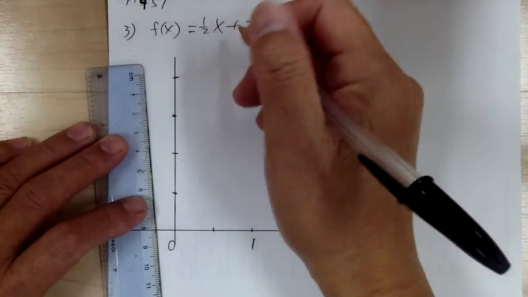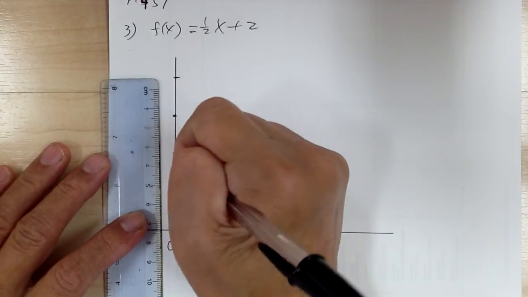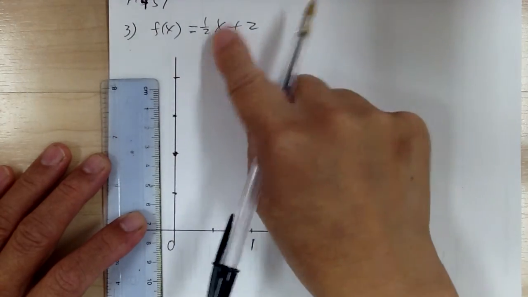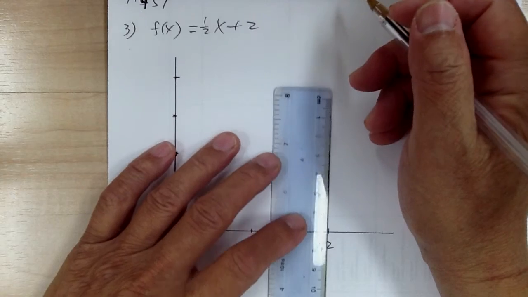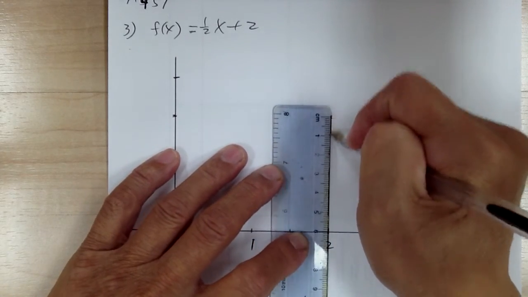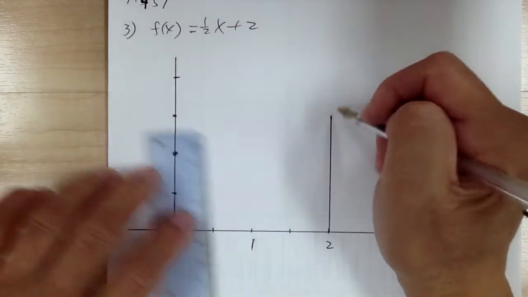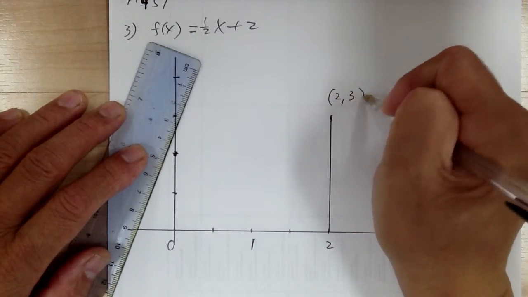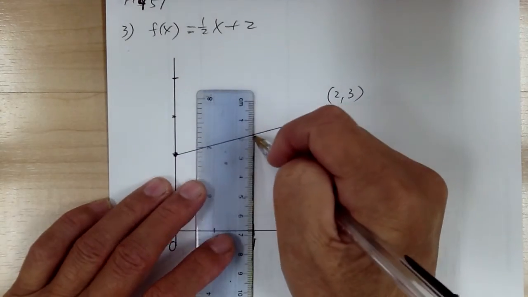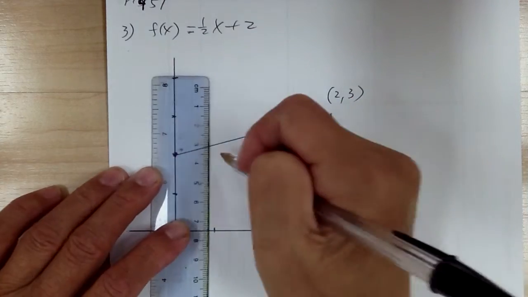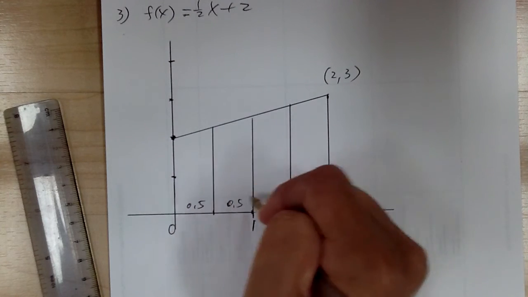Okay, so when x equal to 0, you get y equal to 2. So you get this point over here. When x equal to 2, you're going to get 3. Again, when x equal to 2, you put 2 in here, so 1/2 times 2 gives you 1, plus 2 gives you 3. So this point is going to be 2 comma 3. Okay, and you divide into 4 strips. So the base would be 0.5 for each strip.